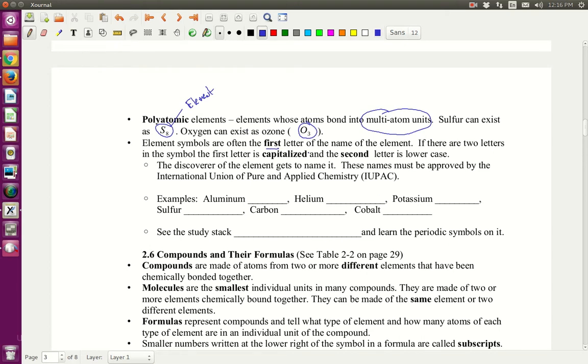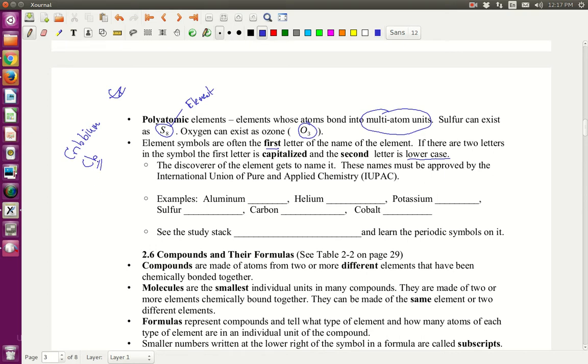Element symbols are often the first letter of the name. If there are 2 letters in the symbol, the first letter is capitalized and the second is lowercase. All right, the discoverer of the element gets to name it. So these names must be approved, though, by the International Union of Pure and Applied Chemistry, or IUPAC. So if I discovered an element, I might want to call it Cribium. But the symbol could not be Cr because that's chromium. And so I might do Cb, and they would be able to approve it.